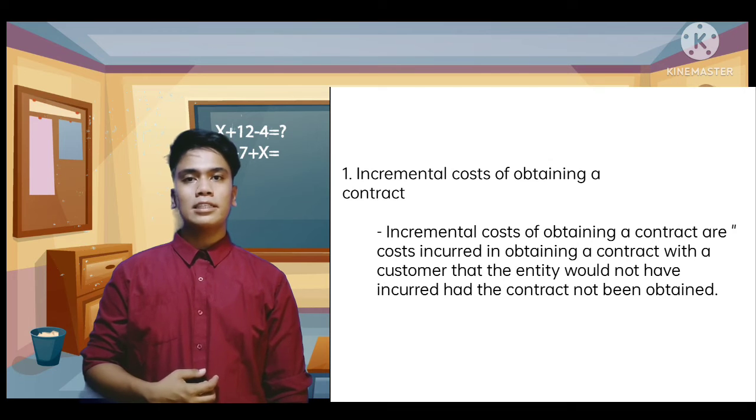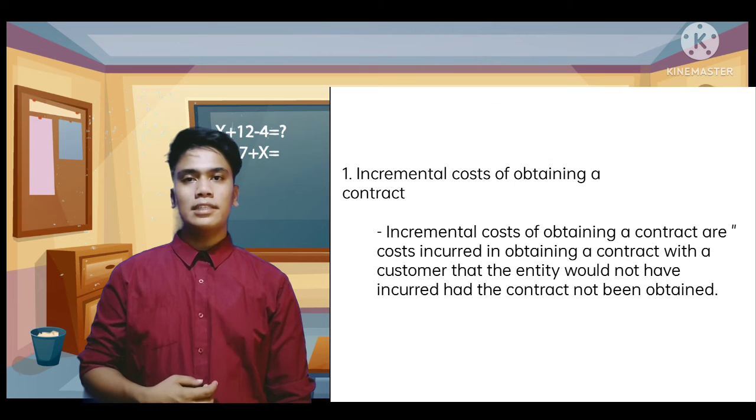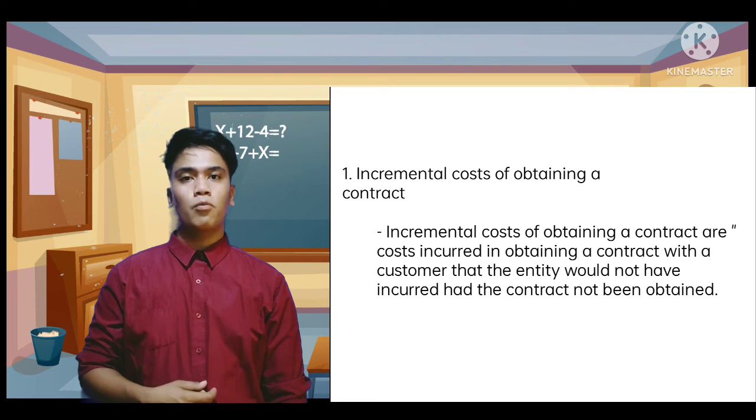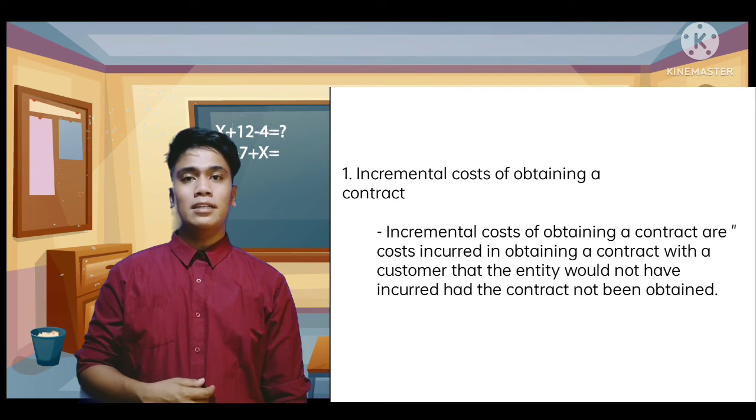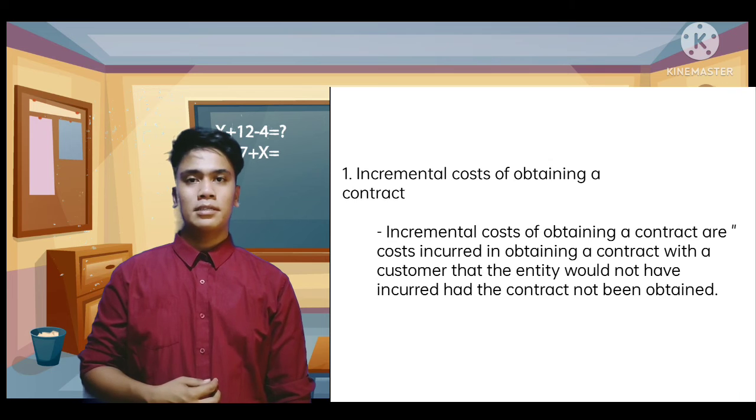However, as a practical expedient, they are expensed when incurred if the expected amortization period of the asset is 1 year or less. Costs that would have been incurred regardless of whether the contract is obtained are expensed, unless they are explicitly chargeable to the customer.